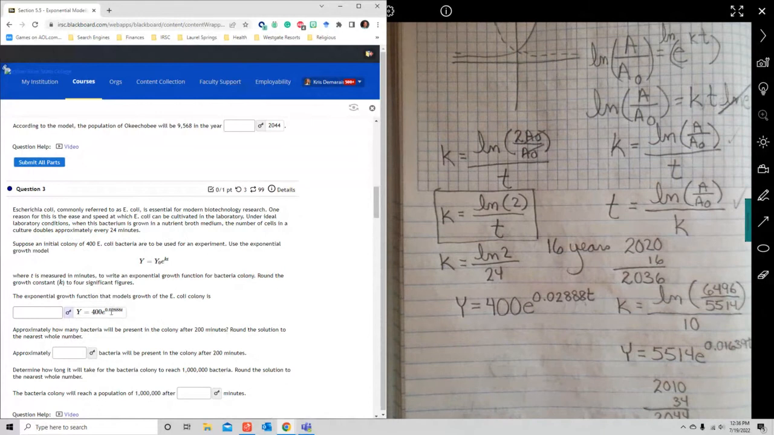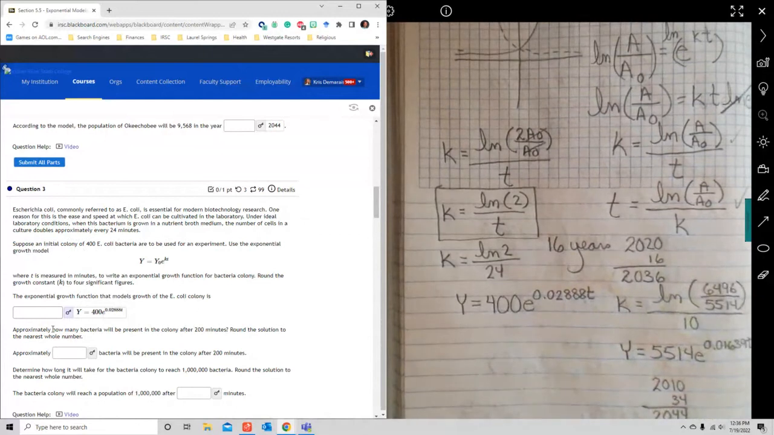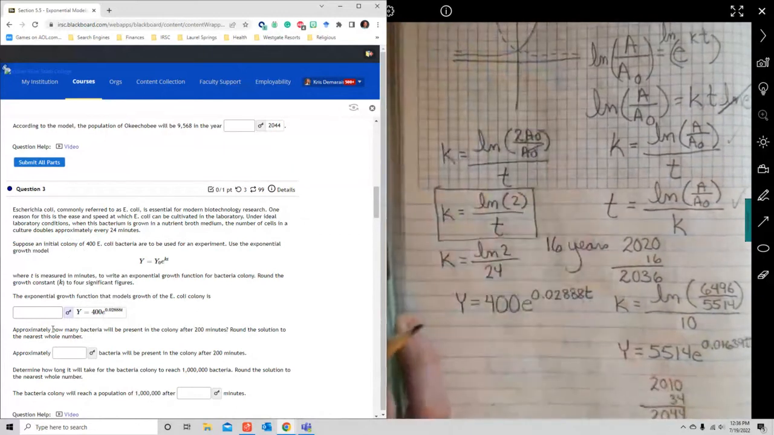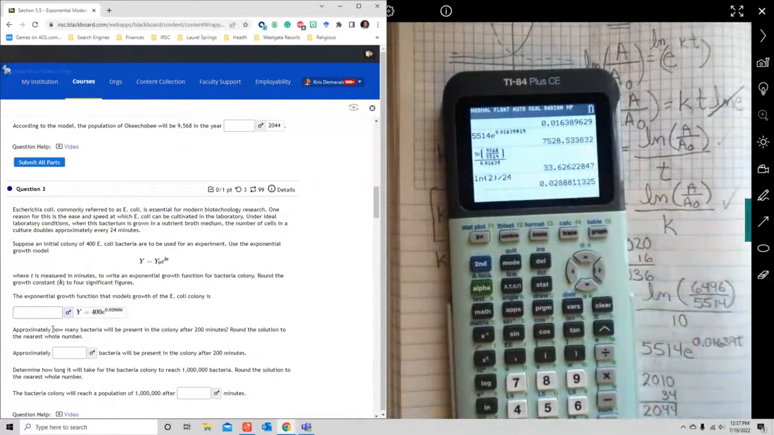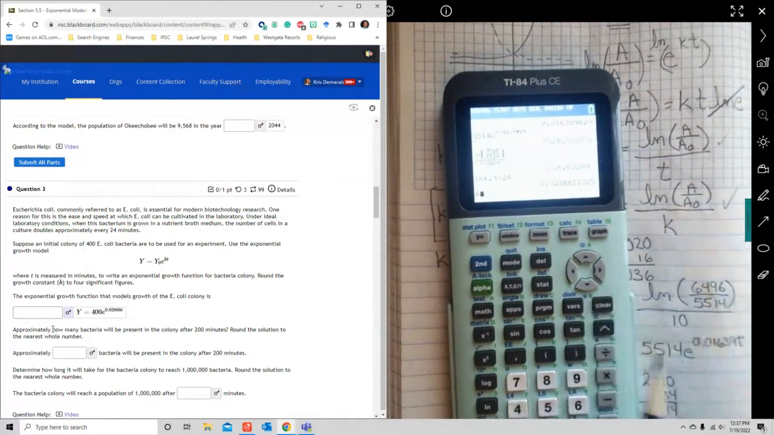So now we have the growth model, and it asks approximately how many bacteria will be present in the colony after 200 minutes. All they're asking you to do is change t to 200, and you can use your calculator to do that. Since it's so clear there, I'm going to do that. I'll take 400 times e raised to 0.02888, and then times 200 minutes.